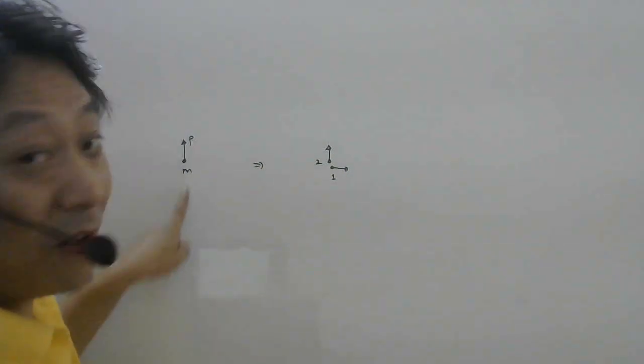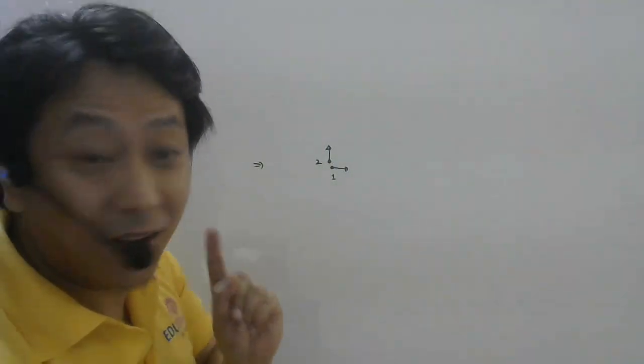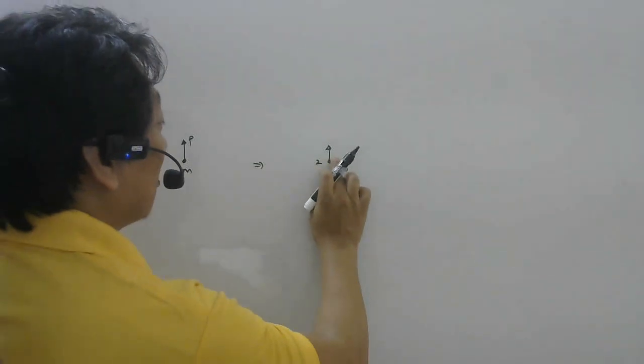Initial momentum is only along the y-axis, but final momentum is along the x-axis also, and the y-axis also. So how did this momentum come? It could not. So therefore this is not possible.